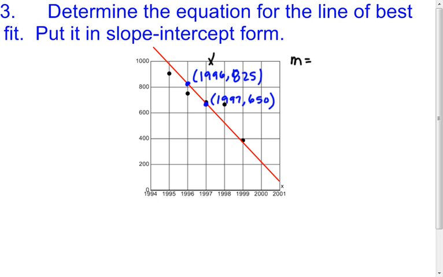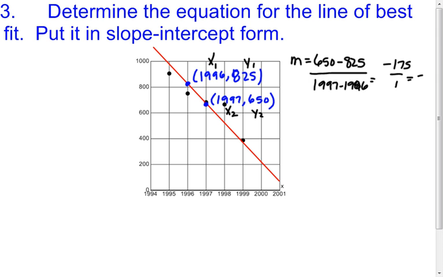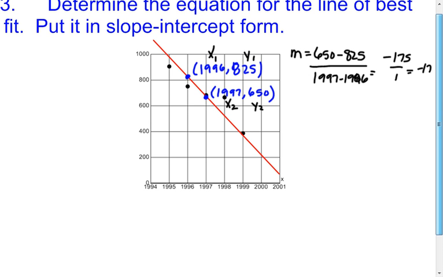So we'll call this x1, y1, this x2, y2, okay? So I will go 650 minus 825 over 1997 minus 1996. And so I will get negative 175 over 1, which of course is negative 175.